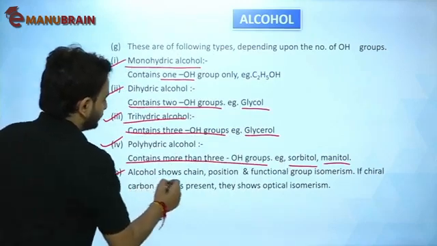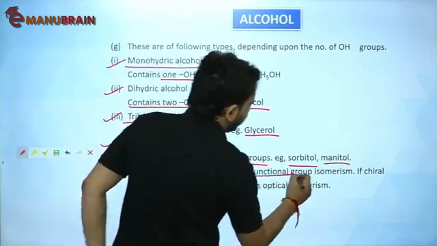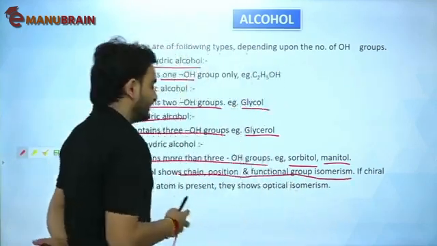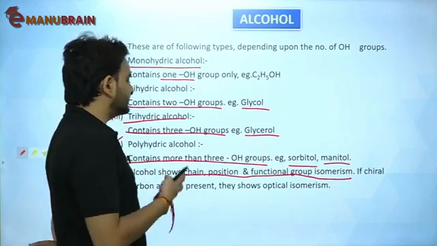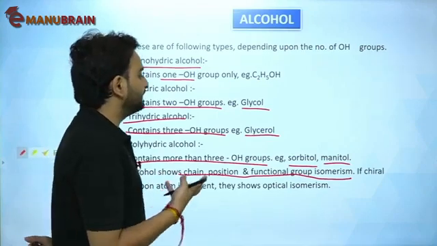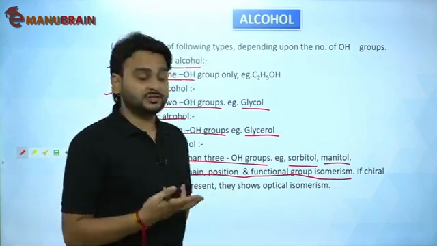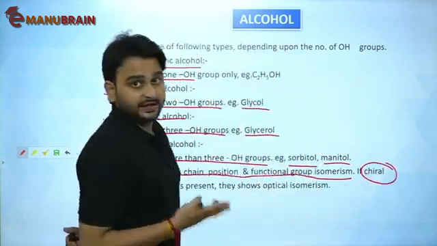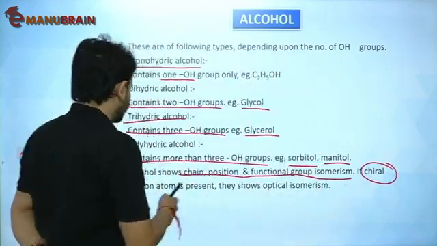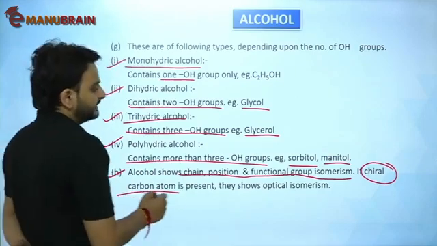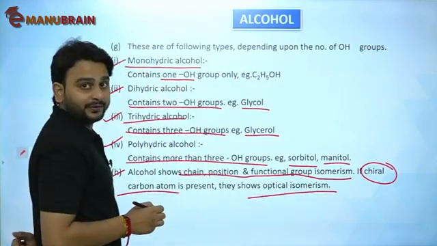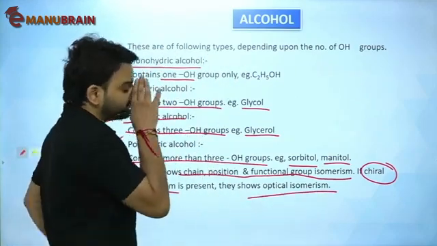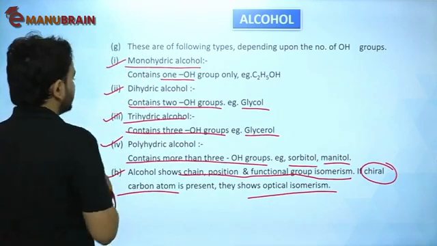Alcohols show chain isomerism, position isomerism and functional isomerism. If there is chirality present, that is, a chiral carbon atom is present, then they also show optical isomerism. I hope you've understood this.